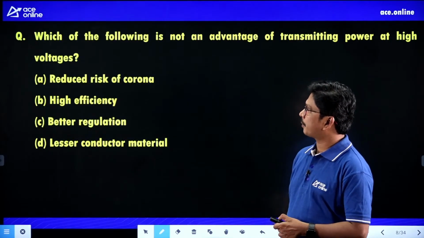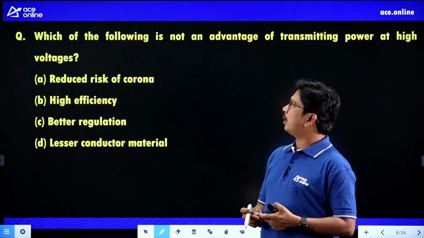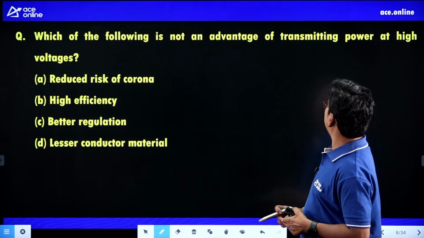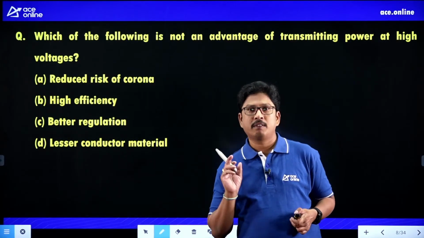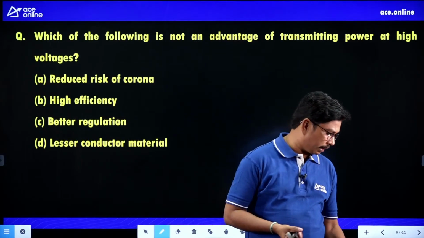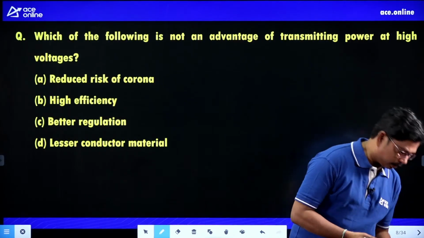Now, first of all we will go for the first question here. So what is the first question? Which of the following is not an advantage of transmitting power at high voltages?